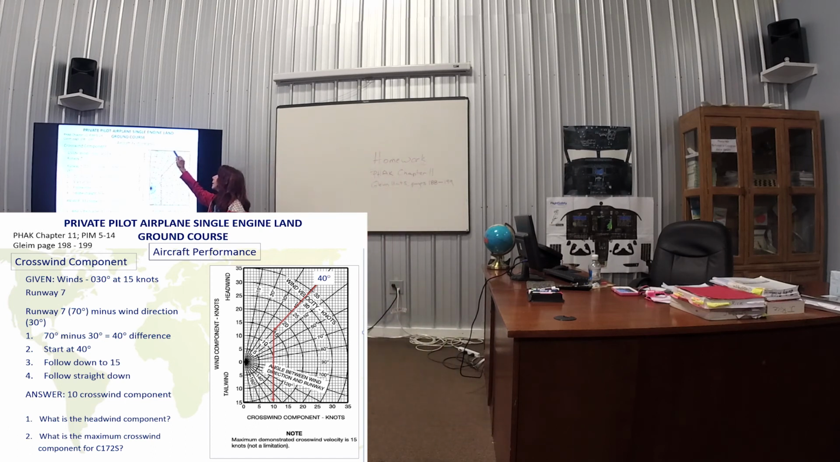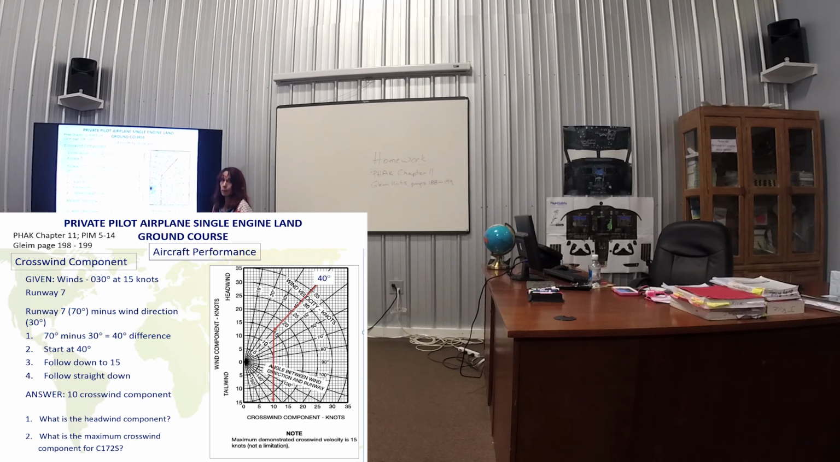You enter it on the difference between the runway and the wind line. That's what this line is for. So you enter it up here. These are your wind velocity arcs. So we have a difference of 40 degrees, 15 knots. We go to the wind arc, 15 knots, go down. We have a 10-knot crosswind.